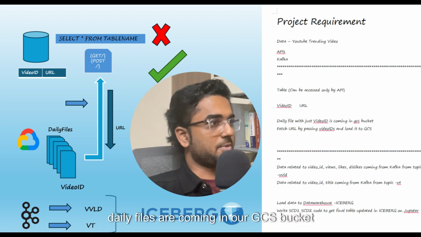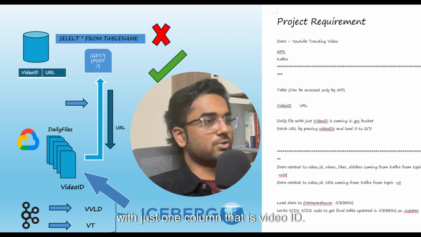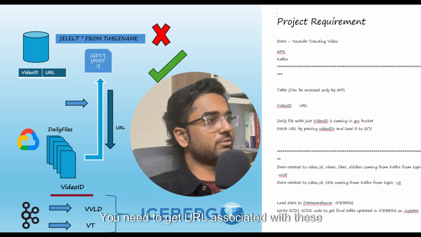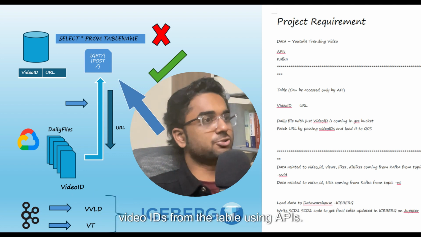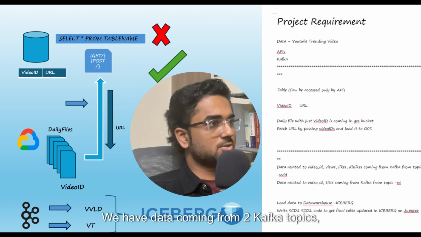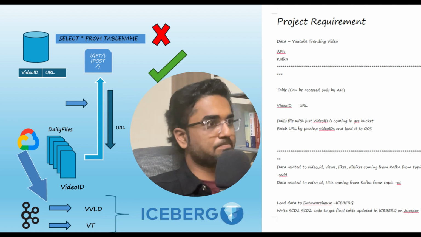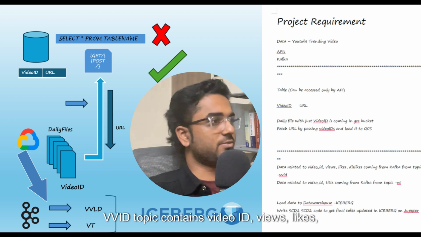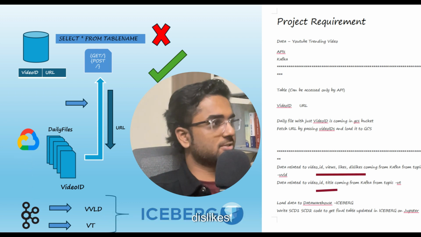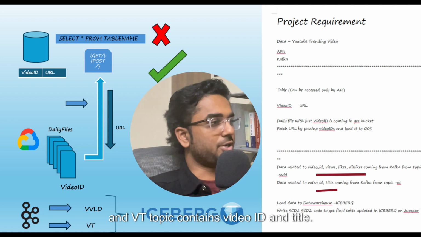Daily files are coming in our GCS bucket with just one column, that is video ID. You need to get URL associated with these video IDs from the table using APIs. We have data coming from two Kafka topics, VVLD and VT. Each contains different columns. VVLD topic contains video ID, views, likes, dislikes, and VT topic contains video ID and title. Load this data to Iceberg and then we will come back to next steps.